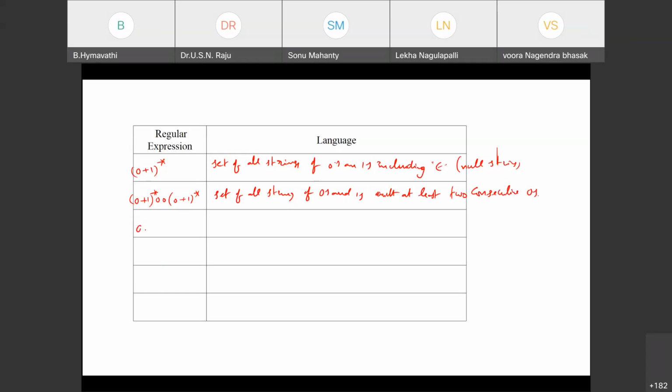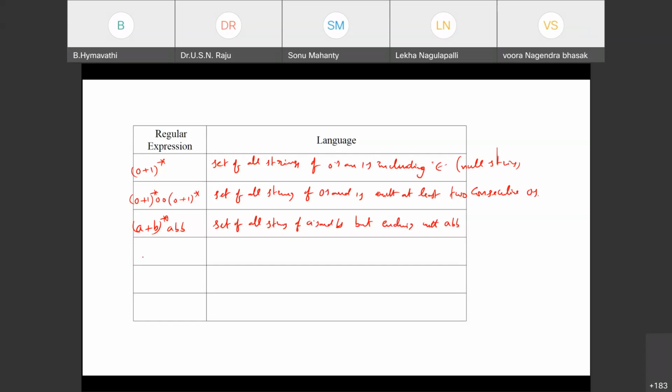Okay, then a plus b whole star followed by abb. What is the language? Strings ending with abb. Set of all strings of a's and b's, but ending with abb. So that means it is not a plus b whole star. It is a subset of your sigma star, whatever we have discussed previously.